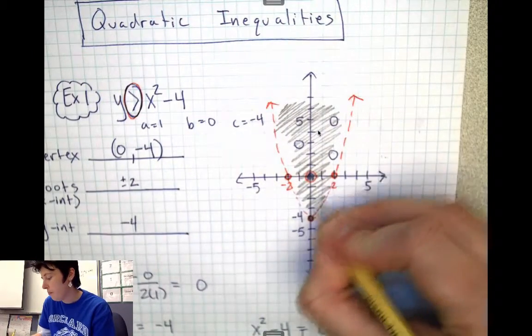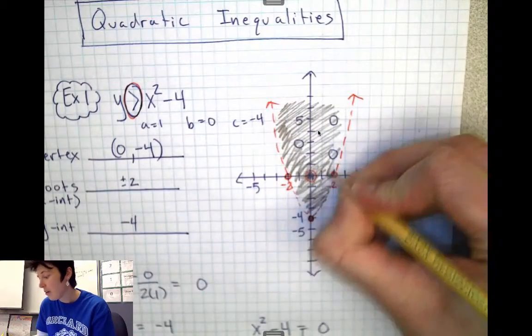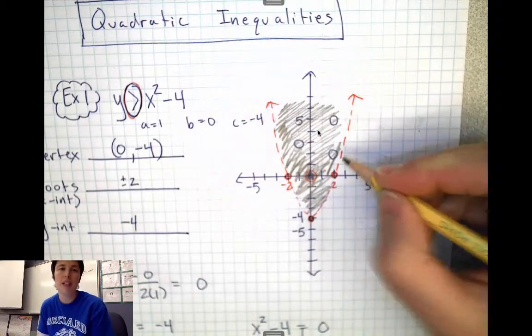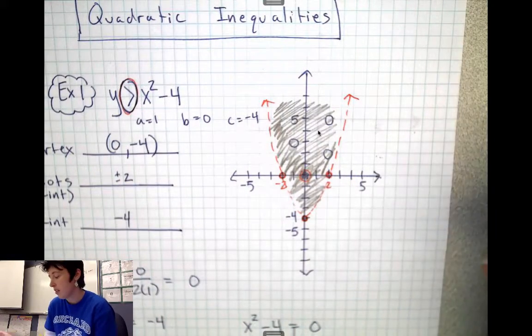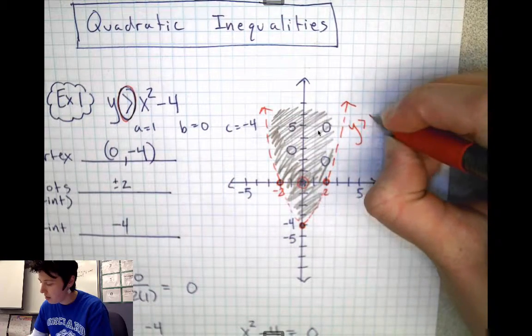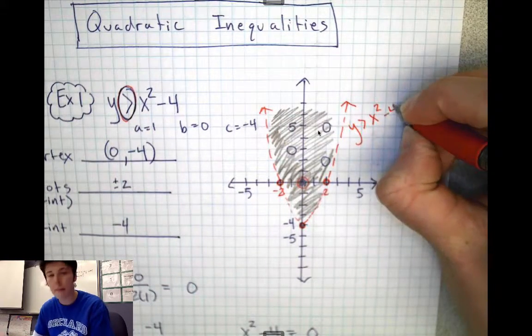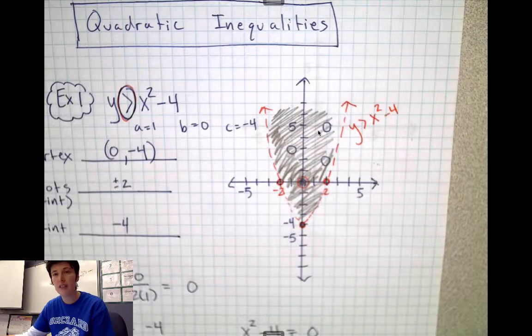of my problem. Now, if 0, 0 had failed the test, I would be shading around the outside, but it didn't fail. It passed. So there's my answer. And I'm going to write next to this graph that this is y is greater than x squared minus 4. And I'm done. And I have a lot of work to back up my graph.